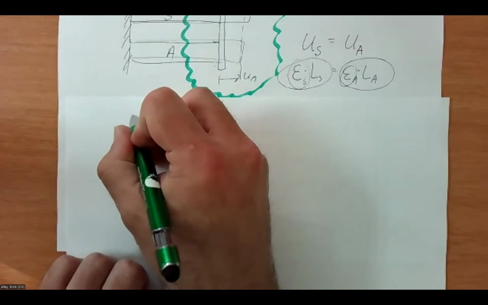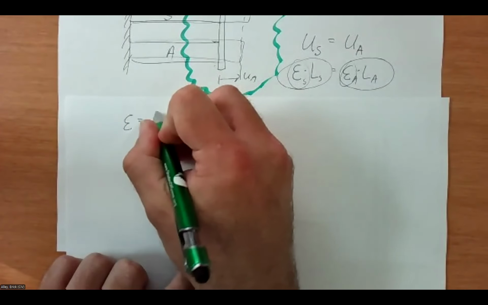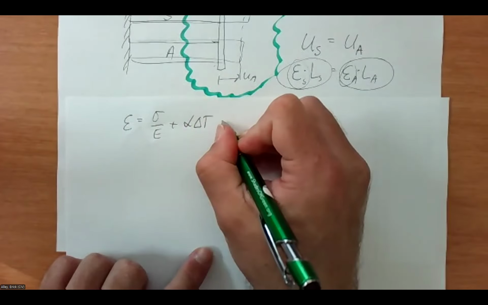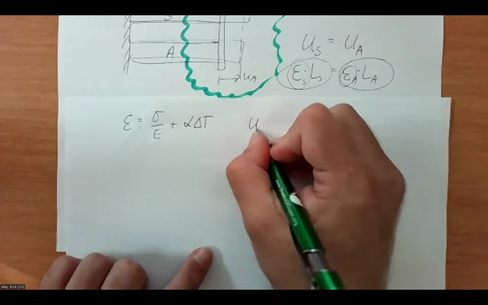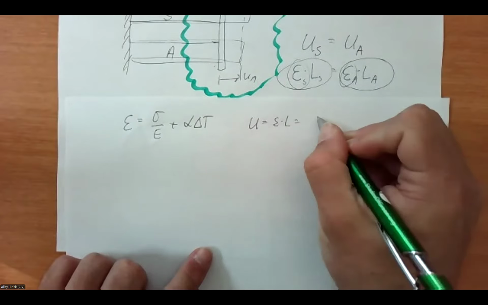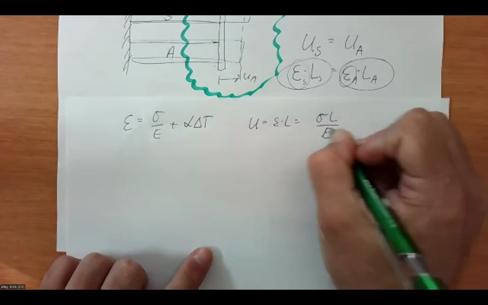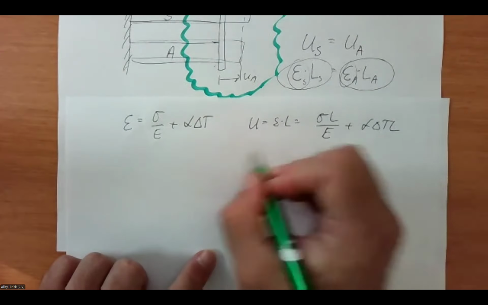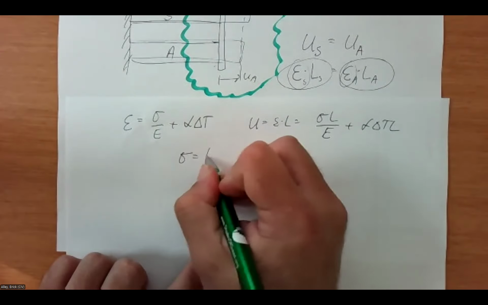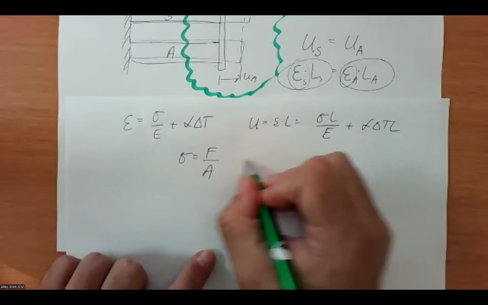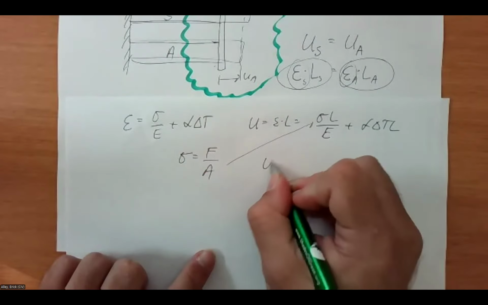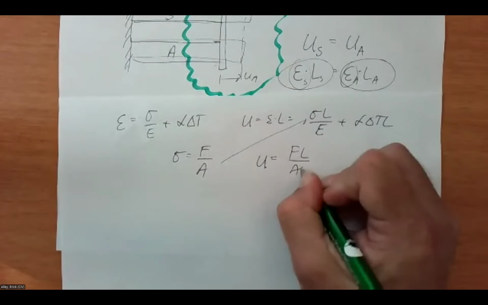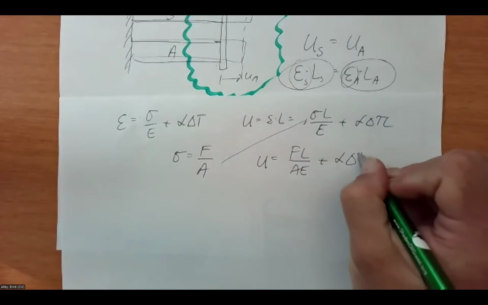So I had for epsilon, sigma over E plus alpha delta T. And for displacement, I could do epsilon times length. So it's going to be sigma L over E plus alpha delta T and L. And then for sigma, my stress is force per area. All right. So I can substitute that in there. And now I could say my displacement for either one of those is going to be FL over AE plus alpha delta TL.